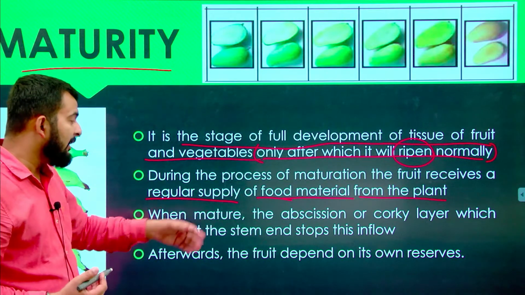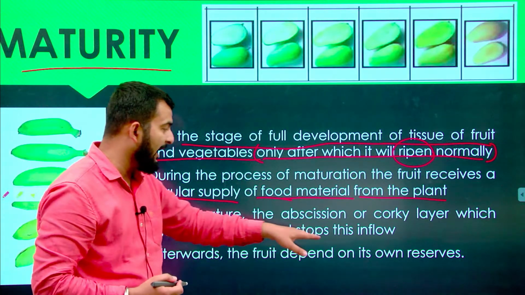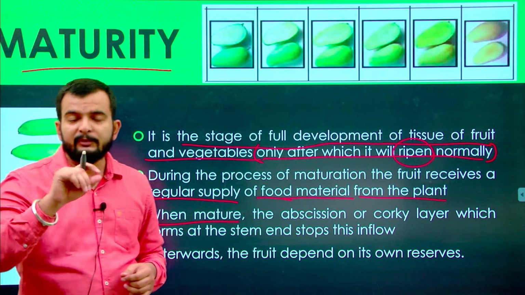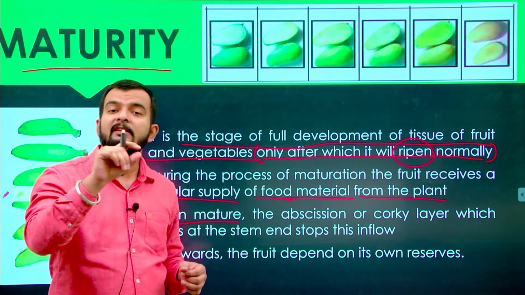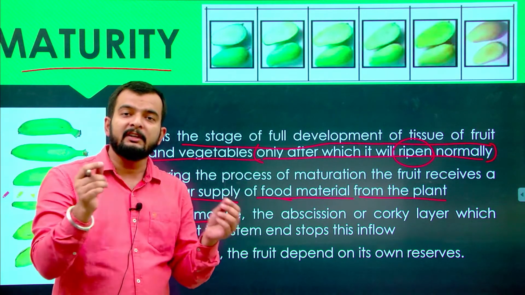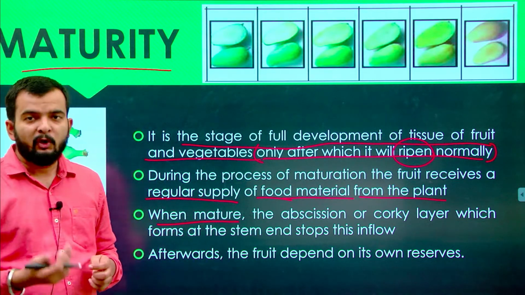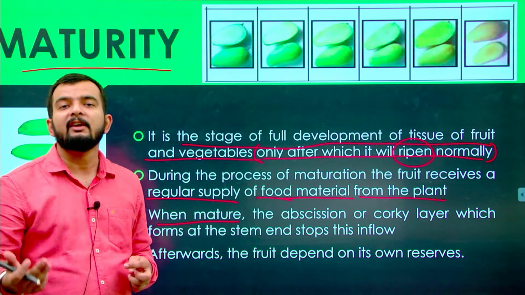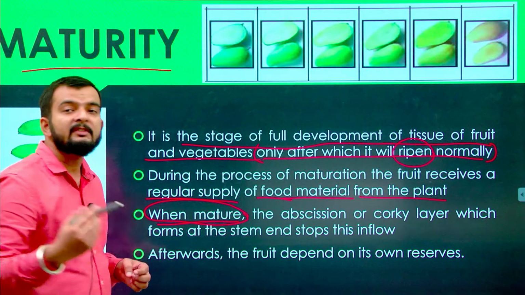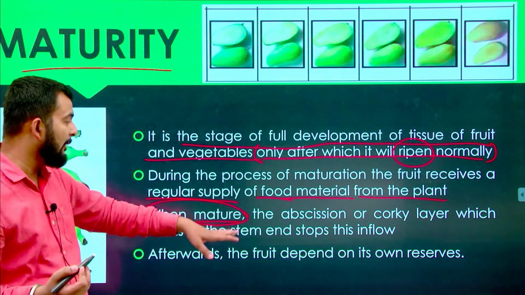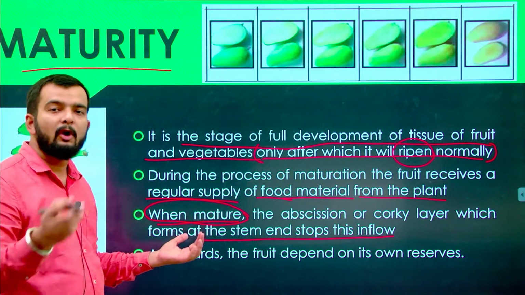Okay, so once it is mature, the abscission or corky layer forms at the stem and stops the inflow. That is, at the top of the fruit, some abscission is formed. Abscission means the stem will start to dry up, by which it is attached to the plant. So it will start to dry up once it is fully grown, which will further stop the supply of nutrients or food intake from the plant to the fruit. So at full maturation, this will happen and the inflow of further nutrients into the fruit will stop.